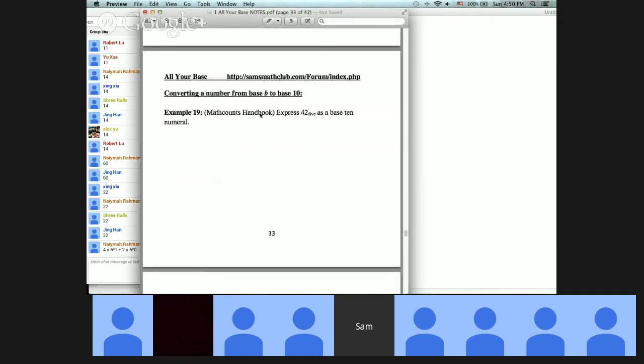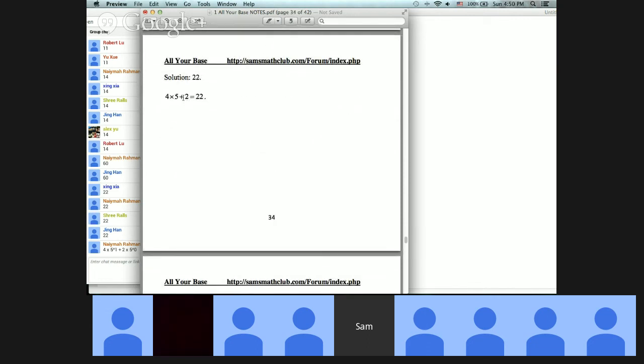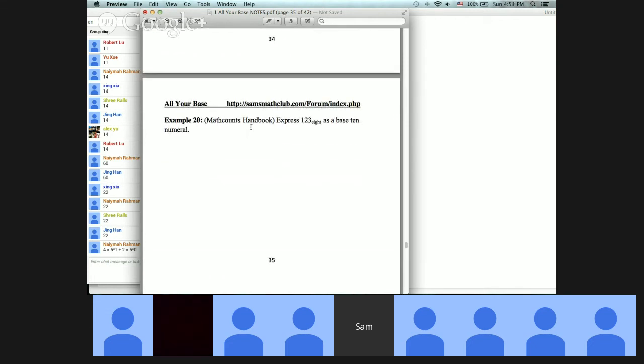That's a MathCounts Handbook problem. 4 times 5, so that's basically 5 to the power 1, 5 to the power 0, which gives 22. Okay. Now try this one: 123 base 8 as base 10.